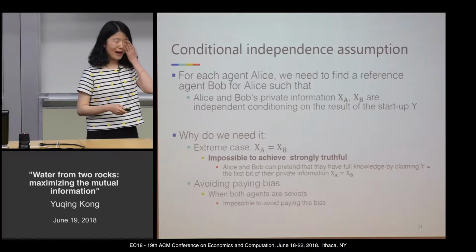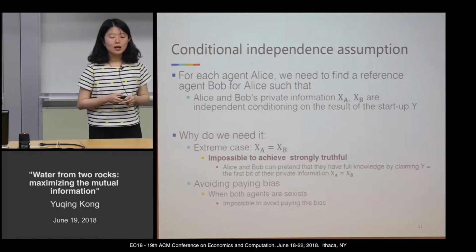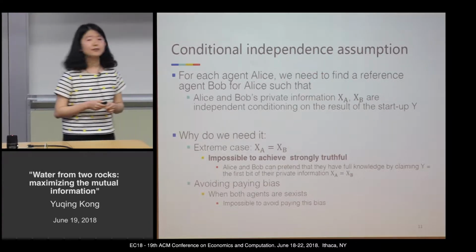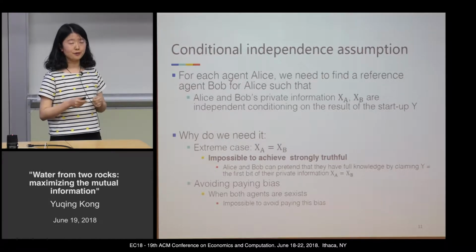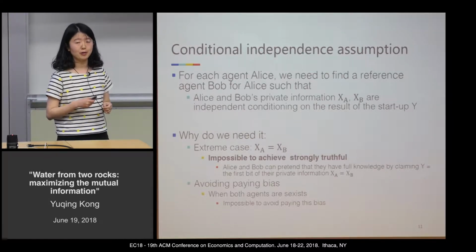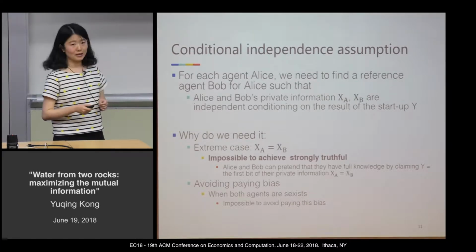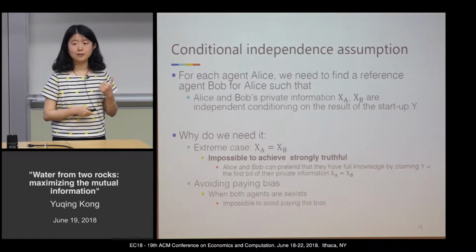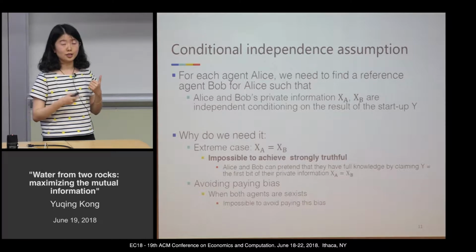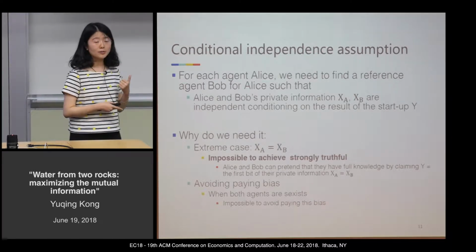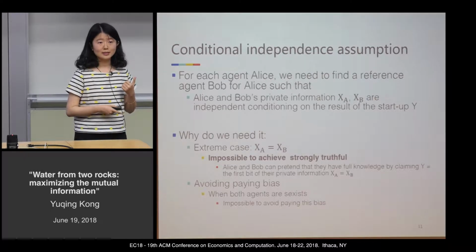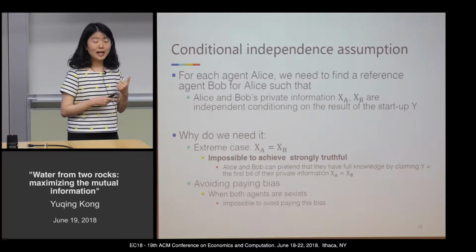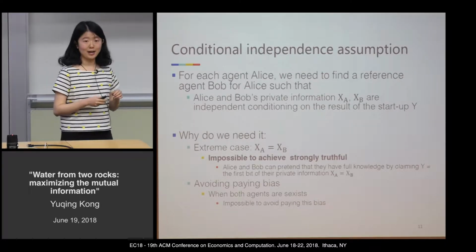Now let's explain why we need this conditional independence assumption. For each agent Alice, we need to find a reference agent Bob such that Alice and Bob's information are conditionally independent, conditioning on the result we want to forecast. The reason is, let's consider an extreme case. If Alice and Bob always have the same private information, that contradicts the conditional independence assumption. And here, it's impossible to achieve the strongly truthful property because they can always pretend they have full knowledge of the event they want to forecast by claiming that y equals the first bit of their private information.